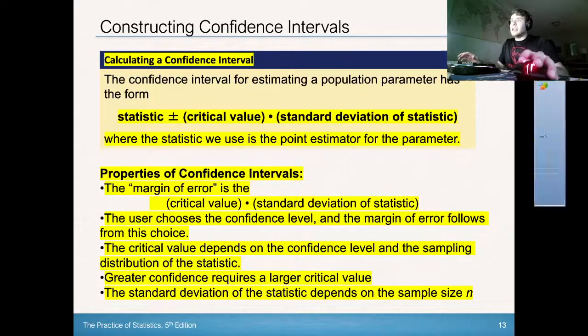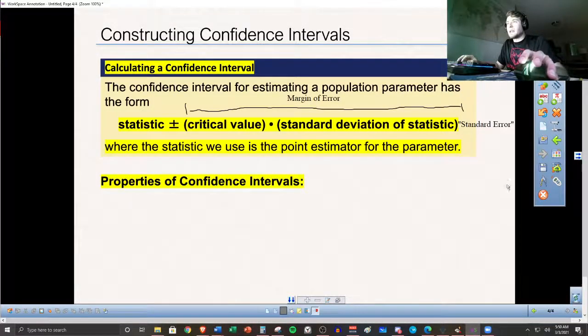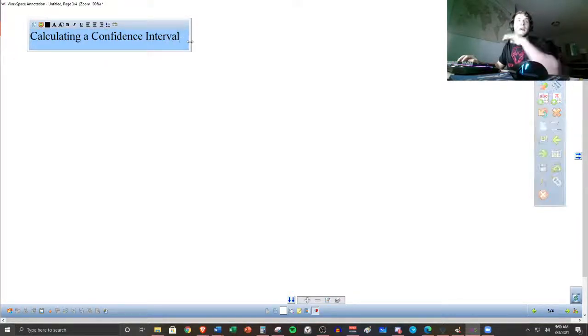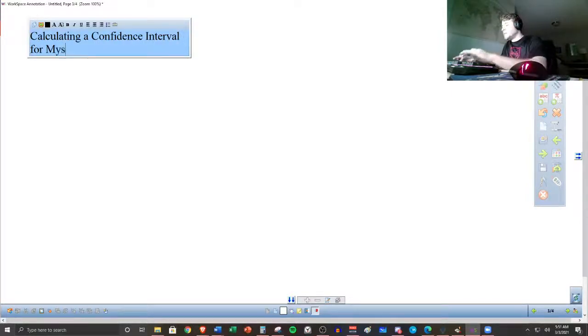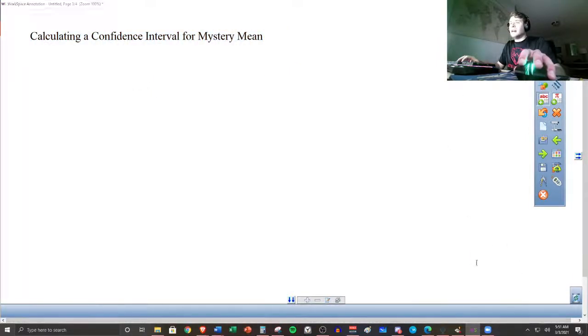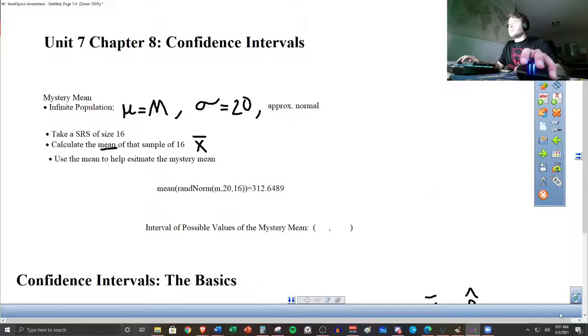All right, next, let's go back to our sheet. Okay, so what I'm going to ask you to do is draw a new line in your notes, and we're going to write "calculating a confidence interval for mystery mean." We're going to go back to that mystery mean context, right? The one that we had on the first slide, right here.